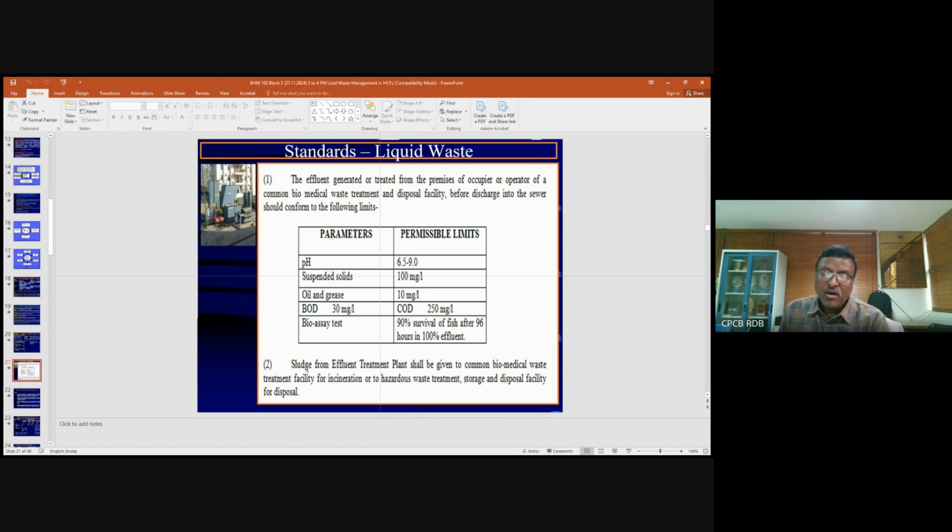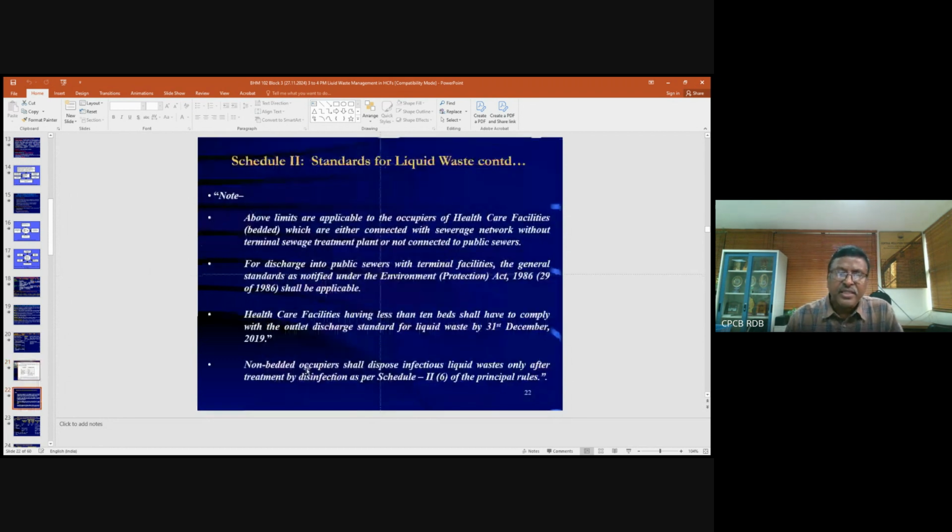Therefore, all these parameters may be complied with by going for physical processes, but it may not meet the requirement of the bioassay. If you want to meet the bioassay parameter, all the hospitals have to treat the wastewater generated from the hospital. Then only can they meet the discharge norms. As far as Schedule 2 is concerned, all these limits are applicable to hospitals which are either connected with the sewerage network without a terminal sewage plant or not connected to public sewers. Therefore, all hospitals have to comply with the discharge norms.